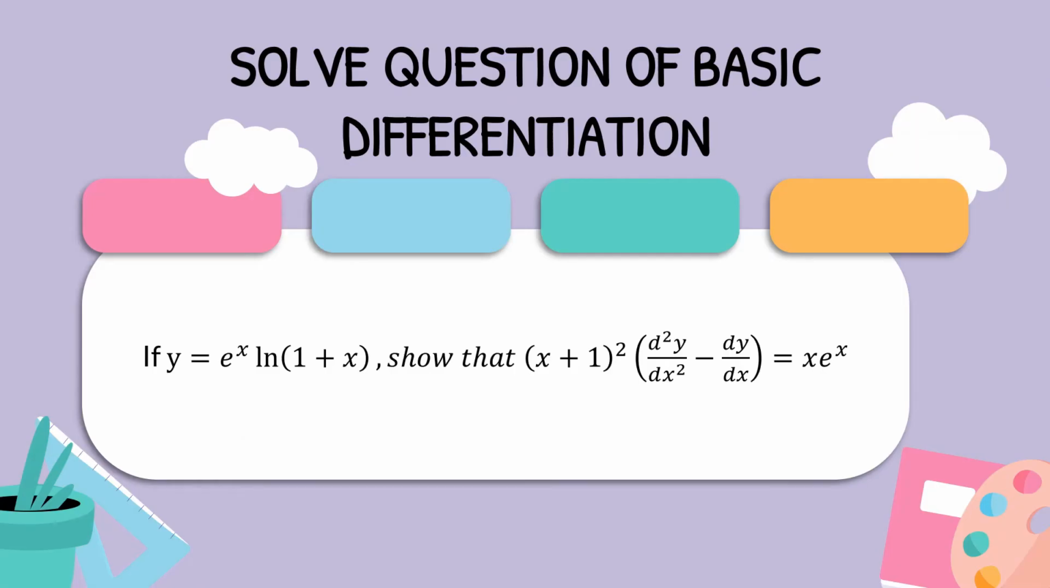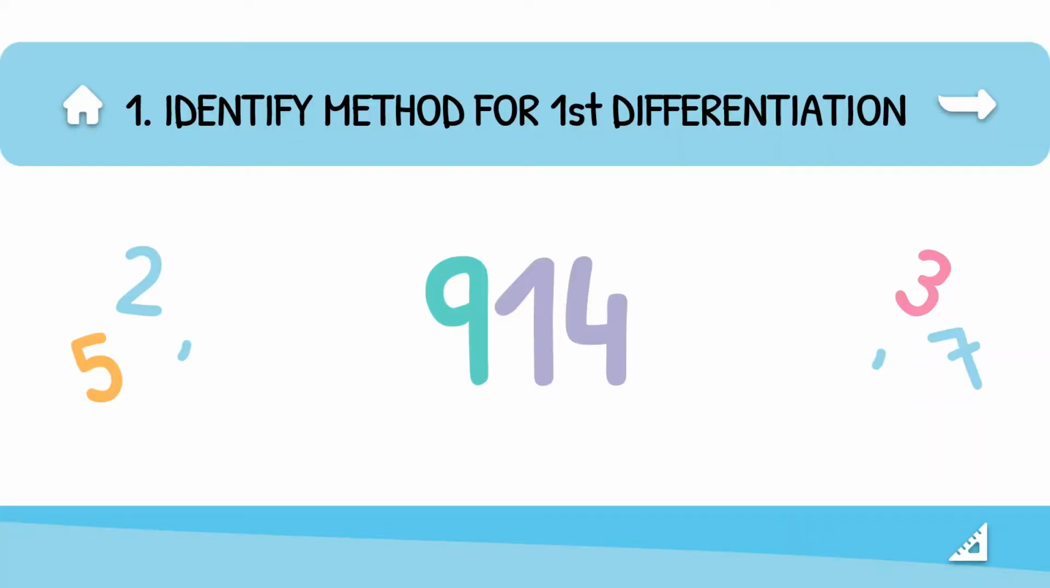So the first question is, if y equals e to the power of x ln(1 plus x), show that (x plus 1) squared times the second derivative minus the first derivative equals x e to the power of x. To solve this question, we have to identify the method for the situation. So, the first step is to examine which type of differentiation rule is proper to use in the situation.